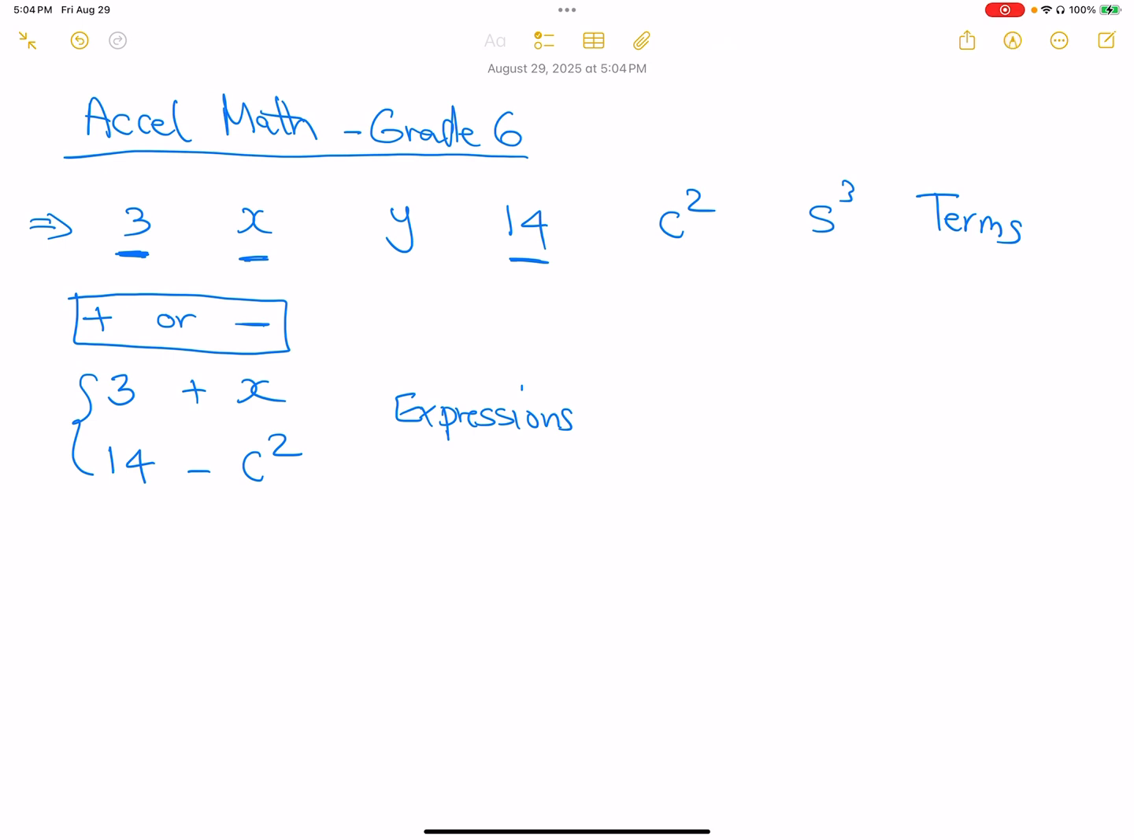So these were terms, and these are expressions. And then we can create equations from expressions. So for instance, you can say 3 plus x equals 18. What we did here is we have an expression on the left side and an expression on the right side, and we are creating an equation by placing an equal sign between two expressions. So these are the fundamentals as we go through and learn algebra.